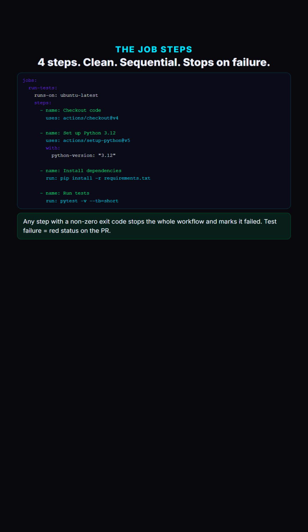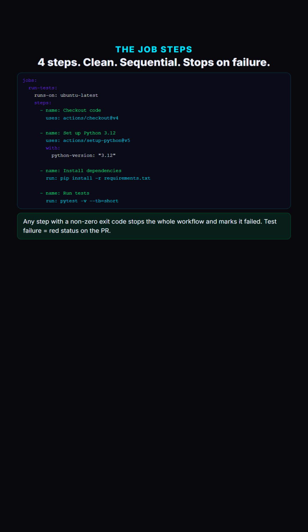Step 1, use the actions/checkout action to clone your repository onto the runner. This is a standard action maintained by GitHub and it is the first step in almost every workflow. Step 2, use the actions/setup-python action and specify your Python version in the with block. Pin a specific version like 3.12 rather than using latest, so your CI environment does not silently change when GitHub updates the default. Step 3, run pip install -r requirements.txt to install your test dependencies. Step 4, run PyTest with your preferred flags.